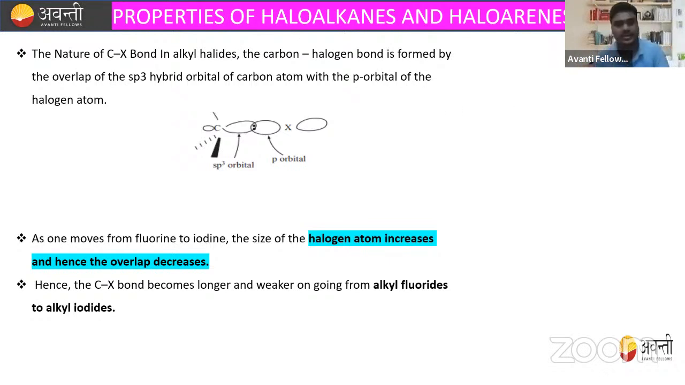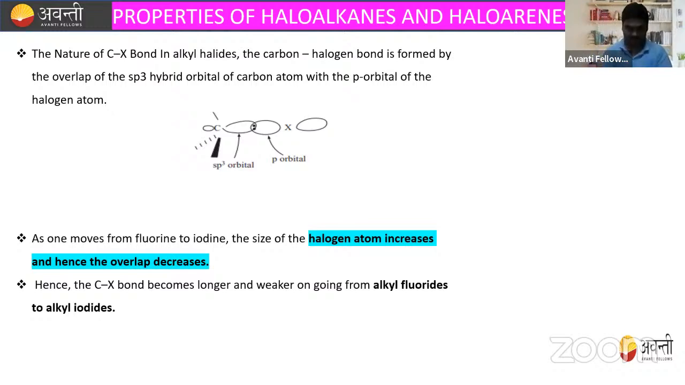Now start with the class. So the nature of the C-X bond in alkyl halide, that is the carbon-halogen bond, is formed by the overlap of the sp3 hybrid orbital of the carbon atom with the p orbital of the halogen atom, right? So by overlapping of these, the bond will be formed.